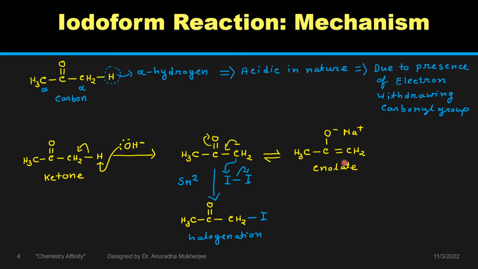Due to keto-enol tautomerism, here you can see that O minus is forming and CH2 minus is forming. So here nucleophilic center is carbon, not the oxygen. Now iodine molecule breaks into I plus and I minus. Now CH2 minus, this nucleophilic center, attacks I plus. Then we get this compound CH3C=O CH2I.